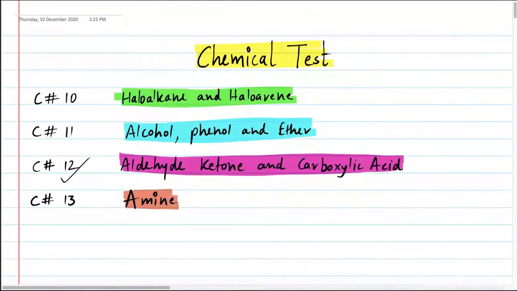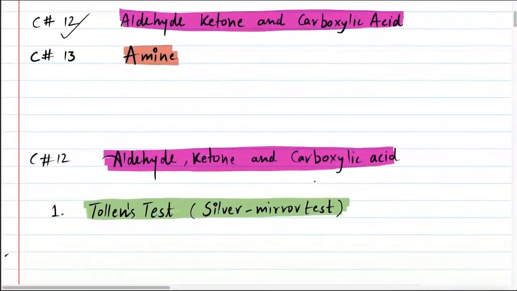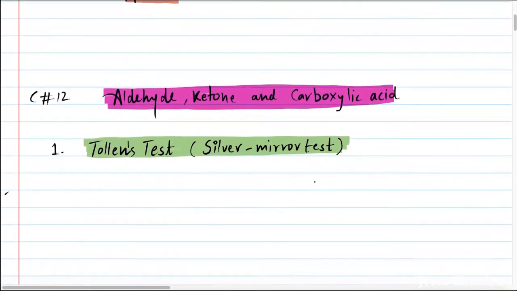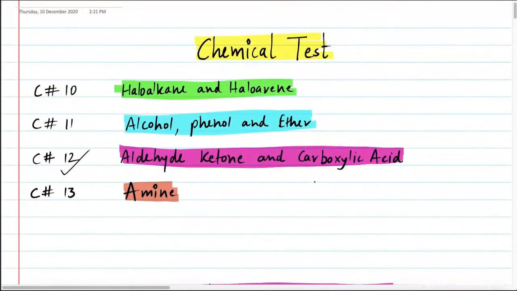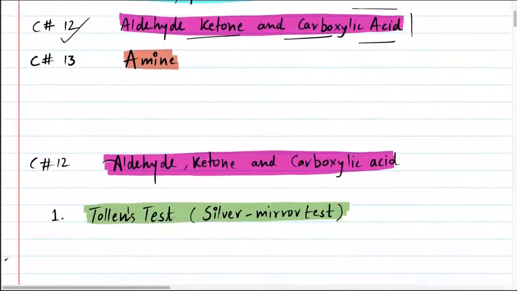So today I have some important chemical tests, and after finishing these tests you will be able to complete all the chemical tests in class 12. So let's start from chapter number 12. Keep watching, all the chemical tests to be finished.